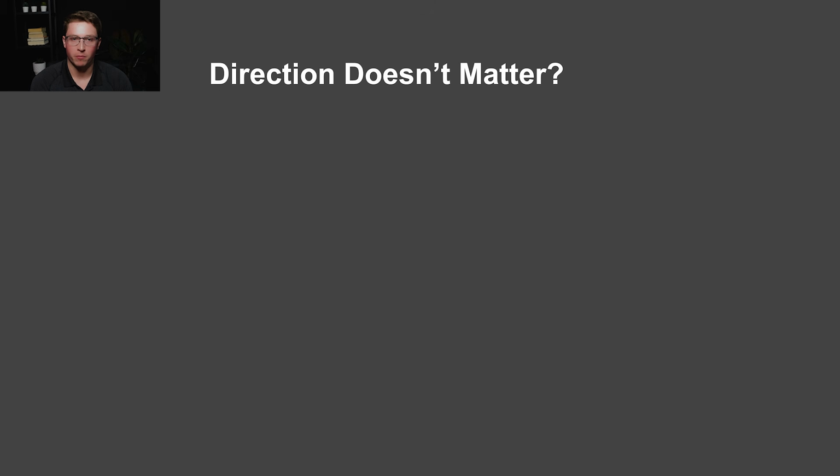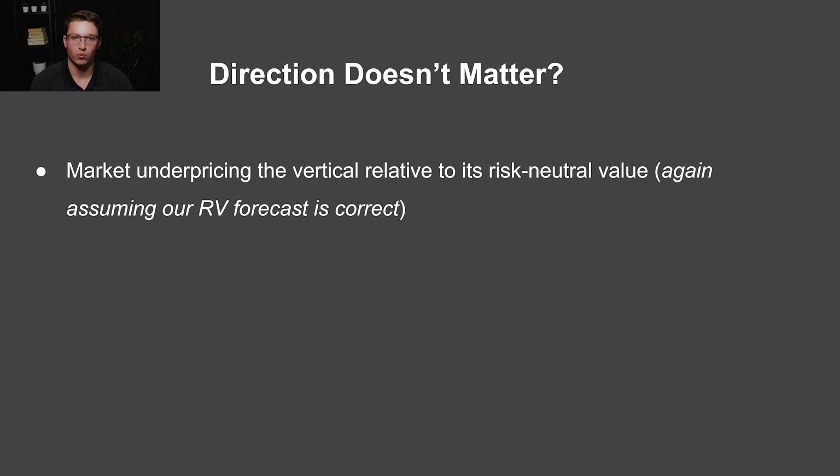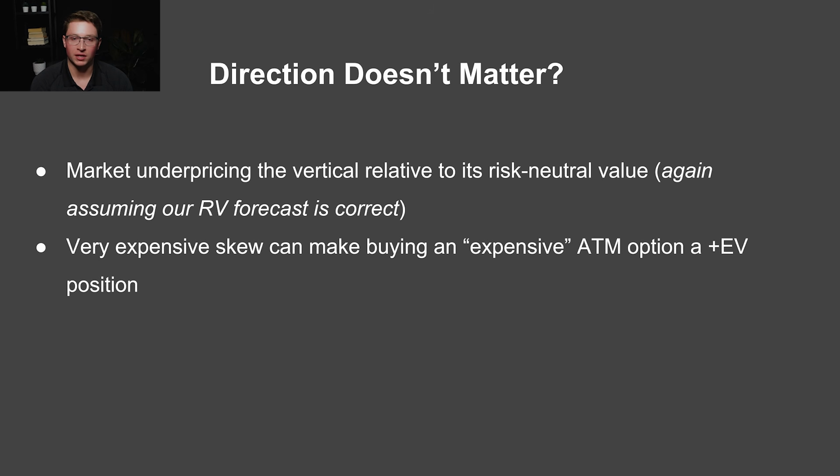In other words, the market is underpricing the vertical relative to its risk-neutral value because the extreme skew inflates the short leg disproportionately. Even though you're paying slightly too much for the at-the-money call, you're collecting far too much premium on the out-of-the-money call, enough to tilt the entire trade in your favor. This is a perfect example of why vertical spreads, when used with skew, are best thought of as relative value trades, not only directional bets.